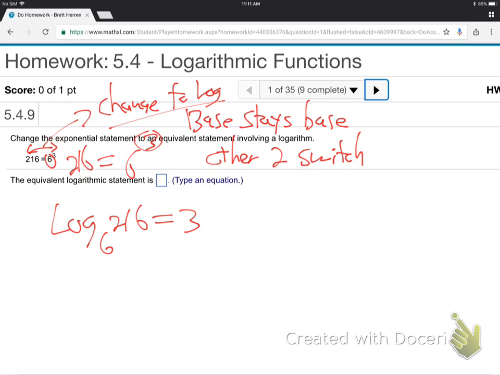So, does that make sense? Base stays the base, how did you switch? So there is a lower down part on a log. That's the base. And you would type that in to Math Excel. You've got to do the subscript thing. You know what I mean by that?